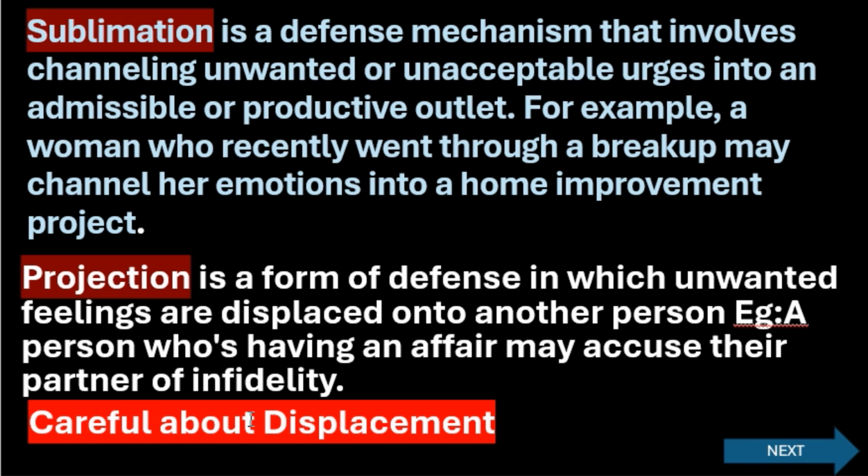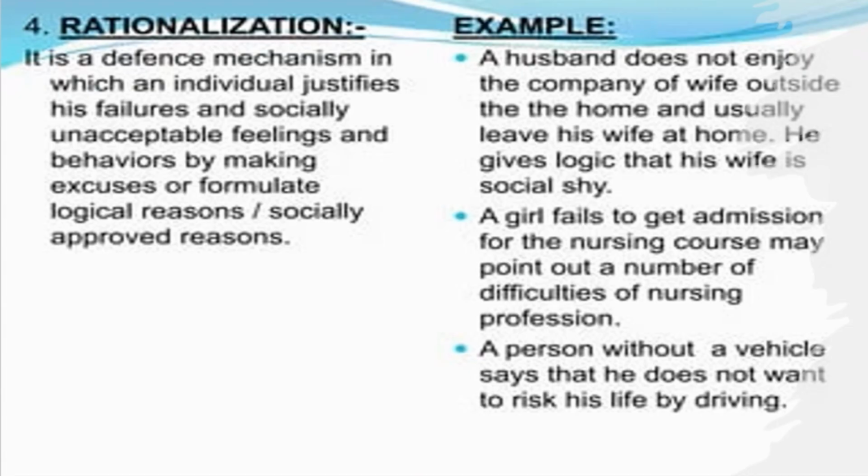So the person who will question the affair will be your partner, right? So you will just project it onto the partner itself so that you can justify it. So these are the differences between sublimation, projection, displacement and rationalization.